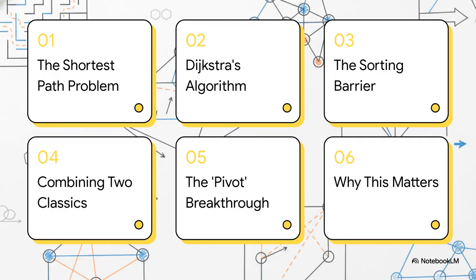All right, so here's our game plan. We'll kick things off with the classic problem and its reigning champ, an algorithm called Dijkstra's. Then we'll uncover its hidden weakness, its Achilles heel. And that's when we'll see how this new approach cleverly smashes two old-school methods together to create something incredible. And finally, we'll talk about why this is such a huge deal.